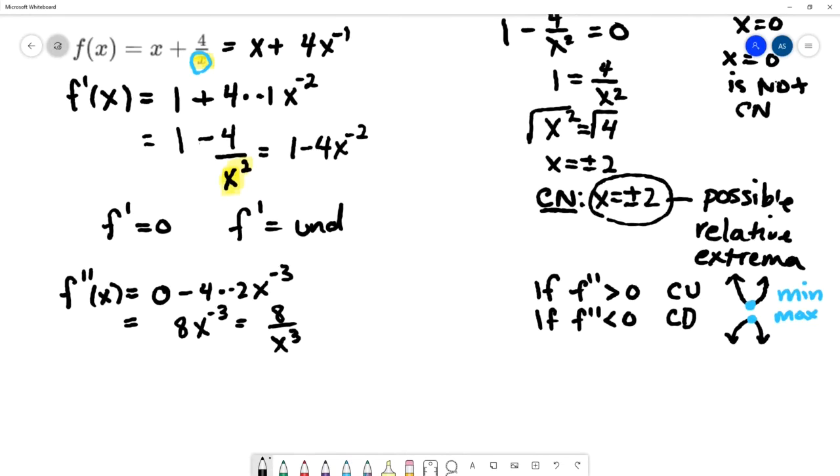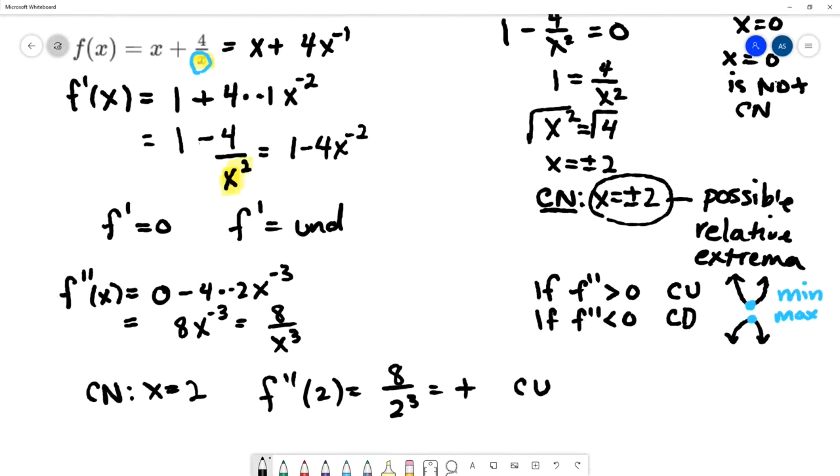So we have now our second derivative, and I'm going to test my critical numbers. So let's test the critical number of x equals 2. If I plug a 2 in, I'll have 8 over 2 cubed, and that's a positive number. So having a positive means it's concave up, and concave up tells me that there is a minimum value at that critical number. So I have a relative min at x equals 2.